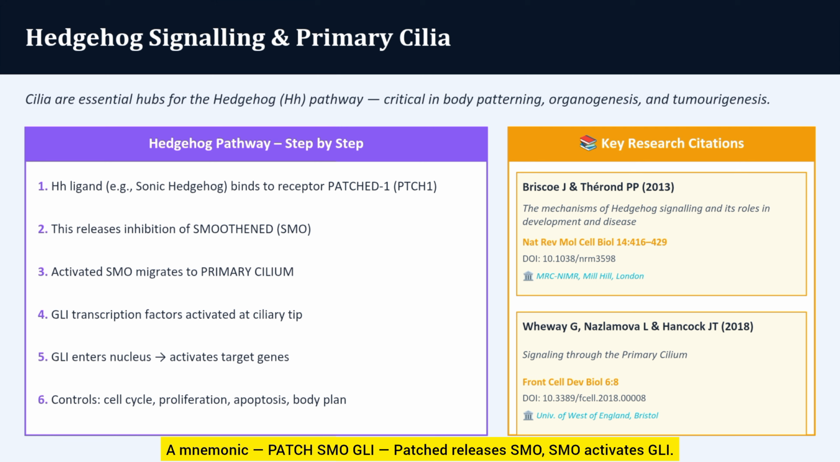A mnemonic, patch SMO GLI. Patch releases SMO, SMO activates GLI. Simple. Now let us look at the research citations that Gray's Anatomy has mentioned. Briscoe J. and Therond P.P., 2013, Nature Reviews Molecular Cell Biology, Volume 14, pages 416 to 429. This paper was from the MRC National Institute for Medical Research, London.